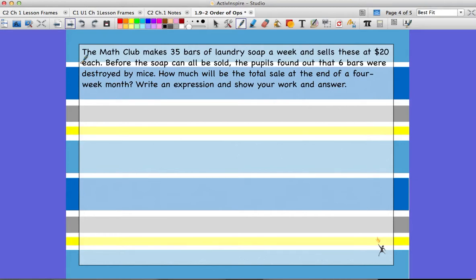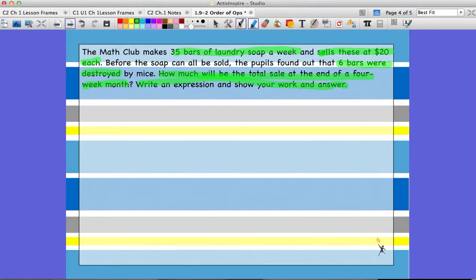Alright, so now I want you to pause and go through and find the important information, and when you come back, we'll start to put together the problem. Alright, so the important information is that they make 35 bars of laundry soap a week. They sell at $20 each. And then that 6 bars were destroyed. And then how much will be the total sale at the end of a 4-week month? Write an expression and show your work to answer.